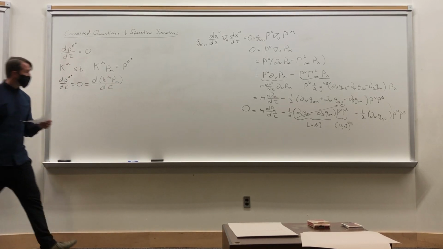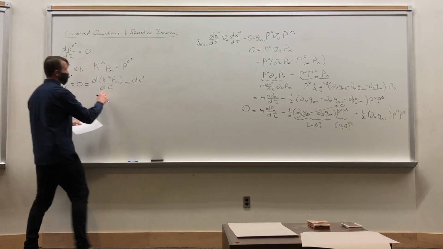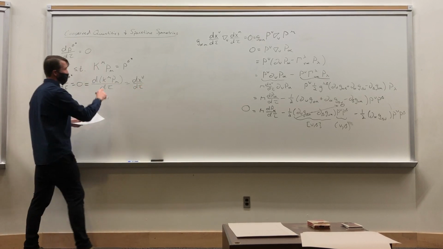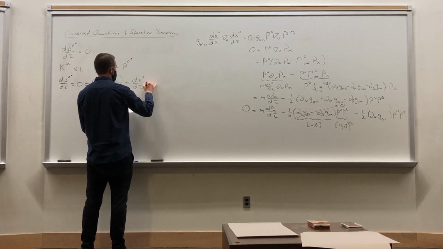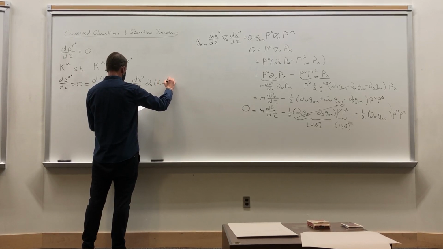Okay? And we can write this. Okay, so this is the directional derivative, but we can give it a coordinate dependence by saying, okay, well then what I do is dx nu d tau d nu k mu p mu.